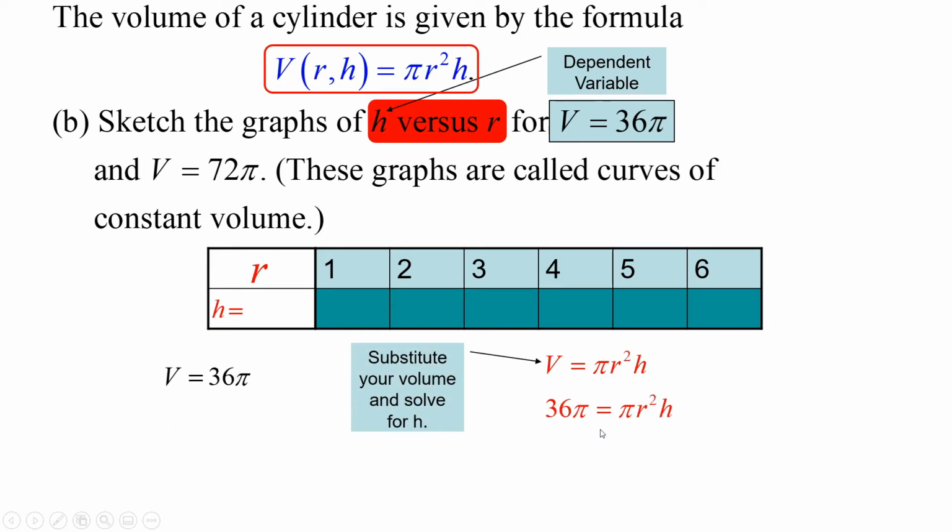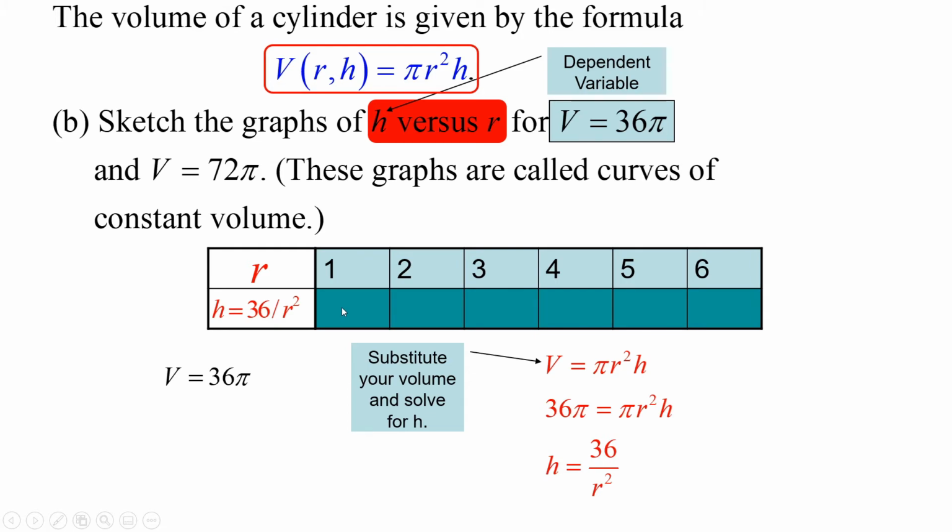So 36 pi equals pi r squared h. All right, you divide both sides by pi, and you're left with 36 equals r squared h. And divide by r squared, and it looks to me like h equals 36 over r squared. Make sure I don't skip some steps there. You see that I just canceled the pi's because we divided by pi, and then we divided by the r squared. And now let's crunch some numbers.